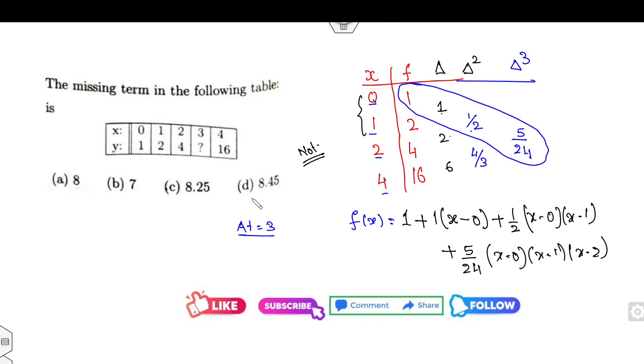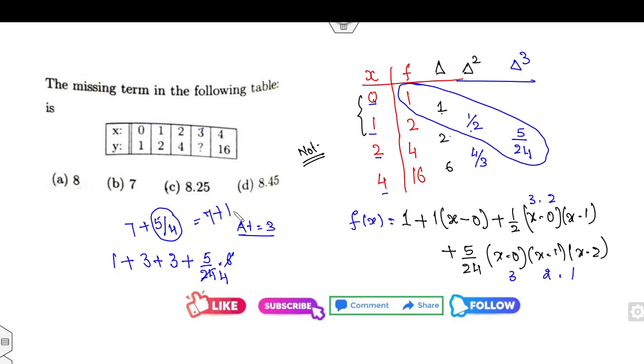Now at the point x equal to 3, the answer is 1 plus 3, and the 2 cancels out, again 3, plus 5 over 24 times 3, 2, 1, which is 6, 6, 4. So 6 plus 7 plus 5 over 4. This is 1.25. So 7 plus 1.25, 8.25 is the right answer of this problem.